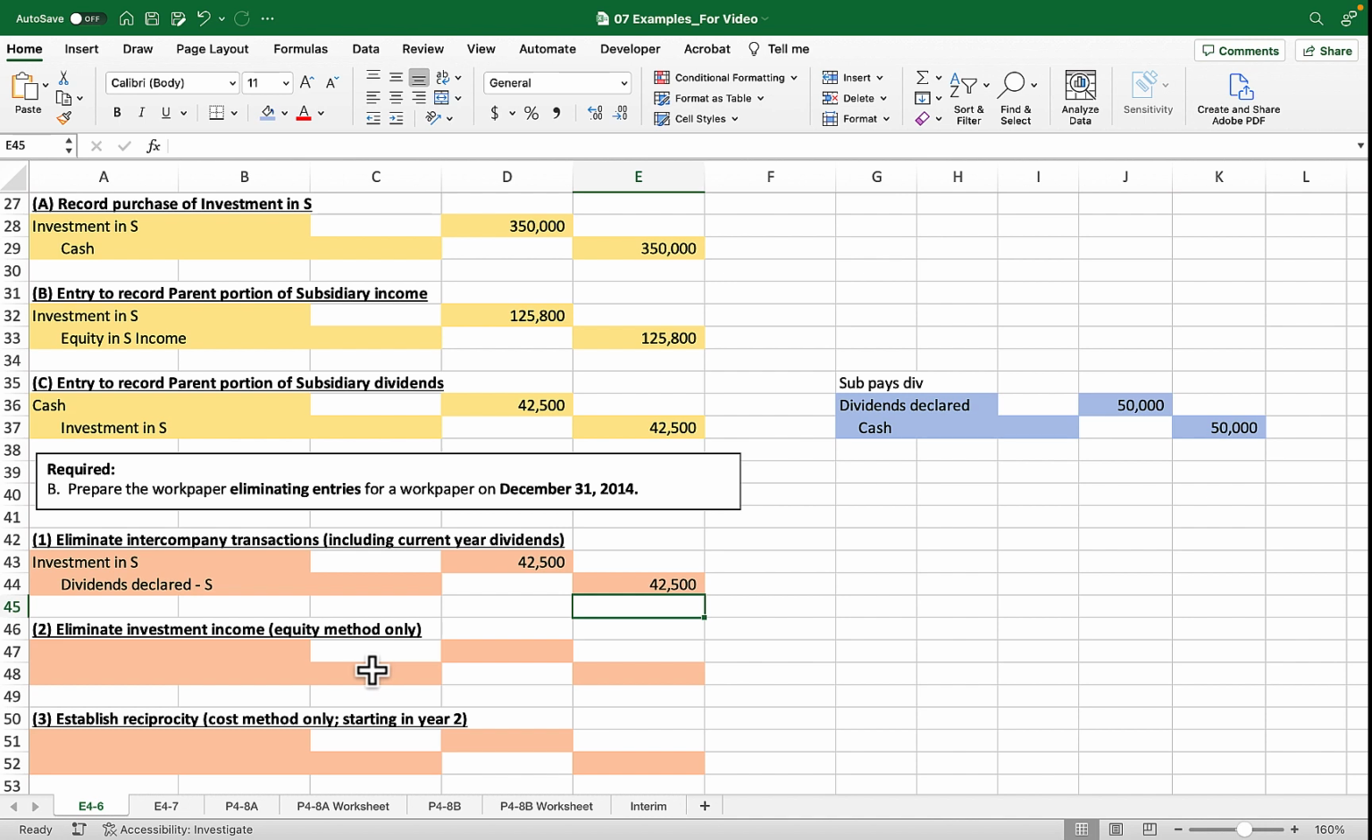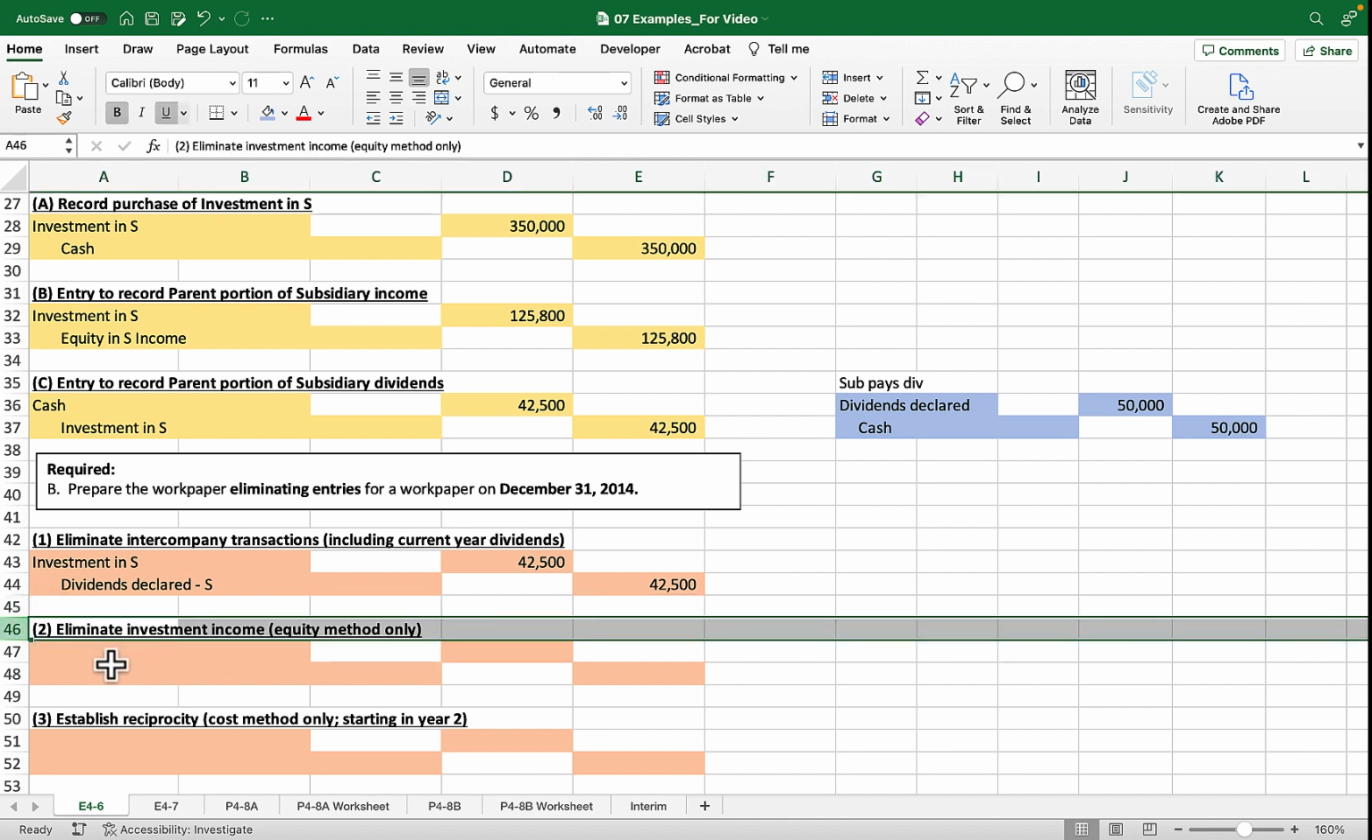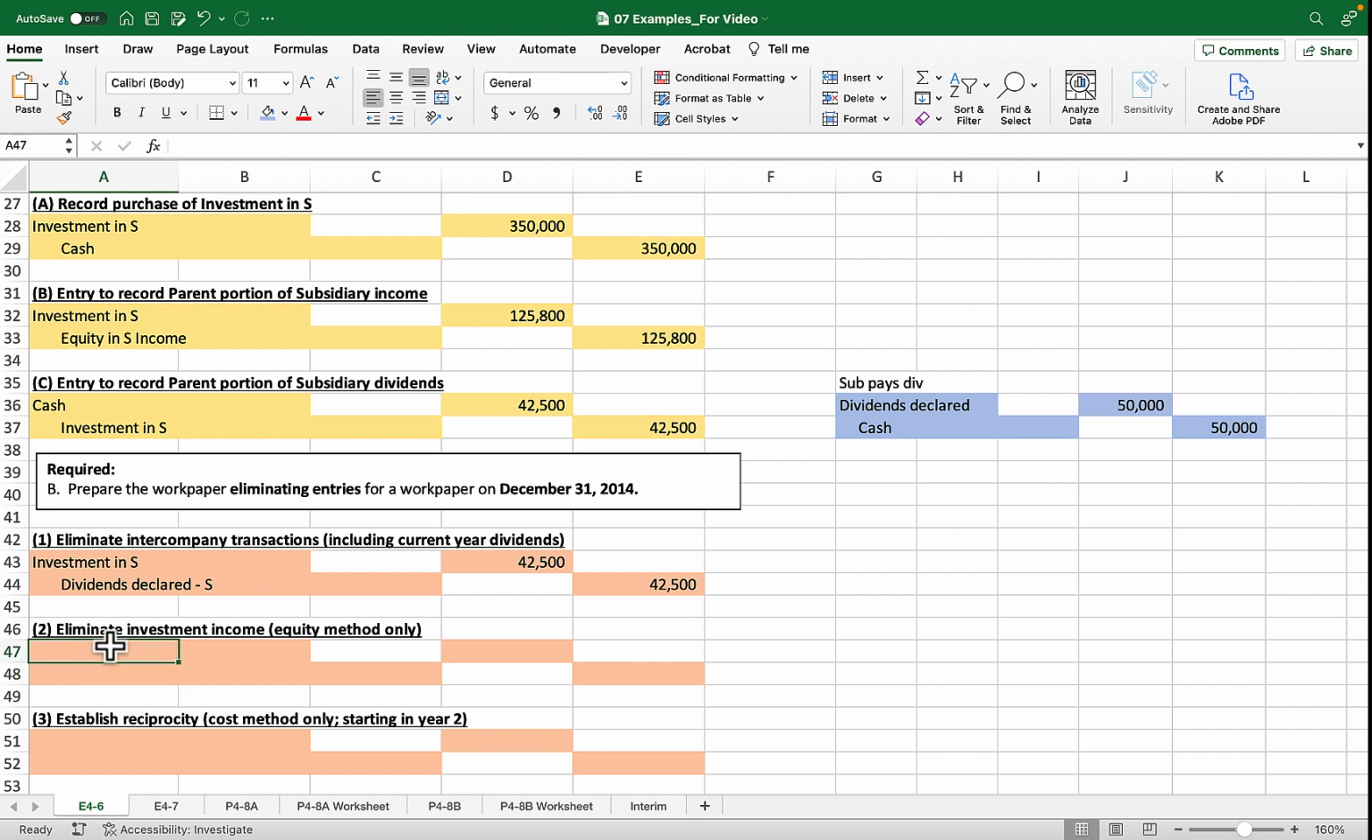Okay. Then our next entry is to eliminate investment income. And again, that's under the equity method only, but we're doing the equity method, so that's something we need to do. We're going to refer back up here to the entries that we already did. During the year, we recorded investment income of $125,800. We don't want to record any of that investment income because instead we're going to take our subsidiary's entire income statement and add it to our parent income statement. So we're going to undo this as if it never happened, and we're just going to reverse it in its entirety.